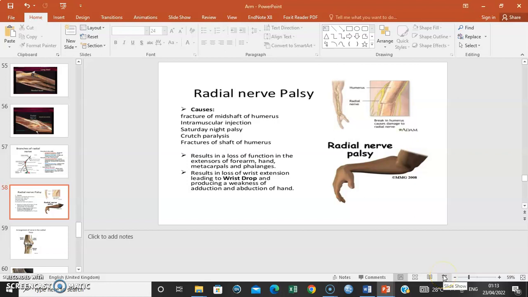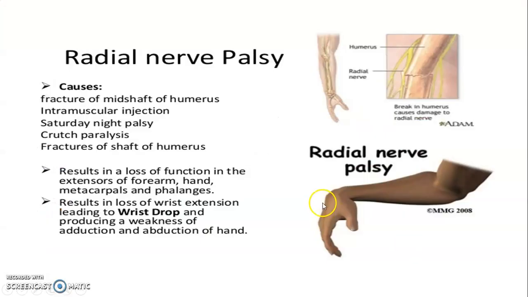So just to finish the series on the arm, we had just talked about the course of radial nerve, and we were to talk about the clinical relevance. So radial nerve palsy. What is radial nerve palsy? Radial nerve palsy is injury to radial nerve caused by different things. It could be fracture at the midshaft where you have the radial groove.